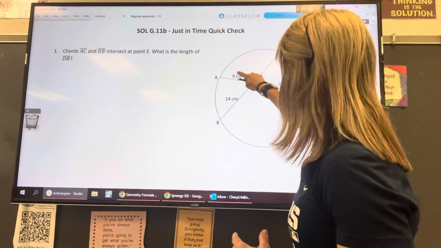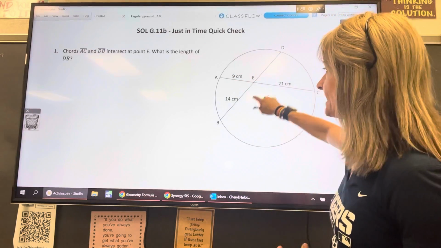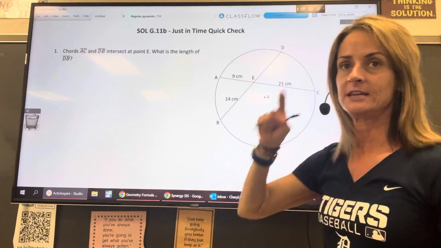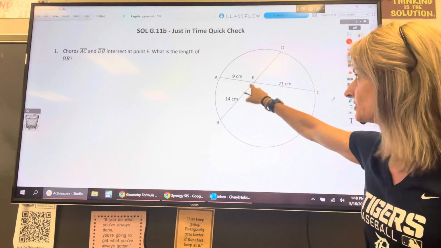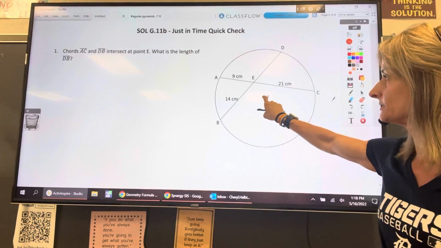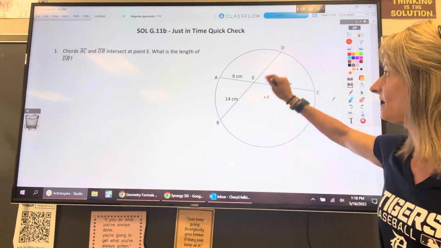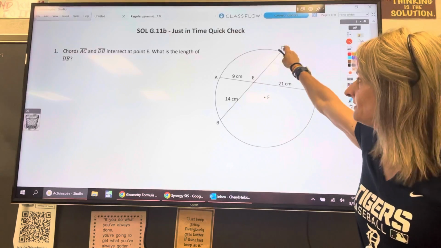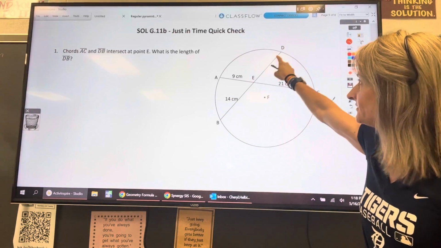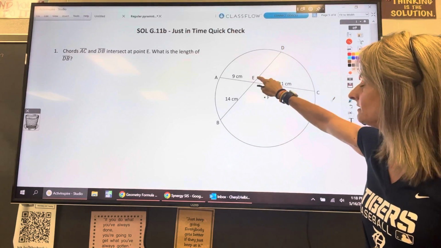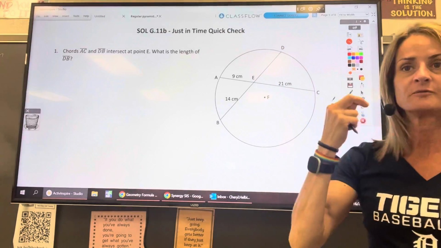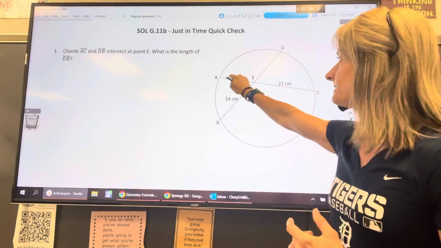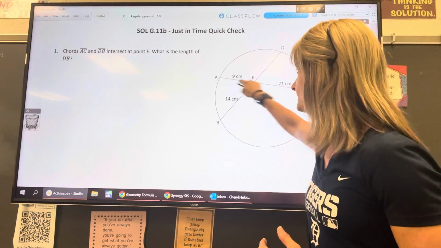So chords AC and DB intersect at point E. Notice point E is not the center of the circle, just somewhere else in the middle of the circle. Here's the center of our circle. This is circle F. What is the length of DB? Well, in order to find the length of DB, we have to find the length of DE. And to do that, we just have to remember that it's these segments for the entire chord.